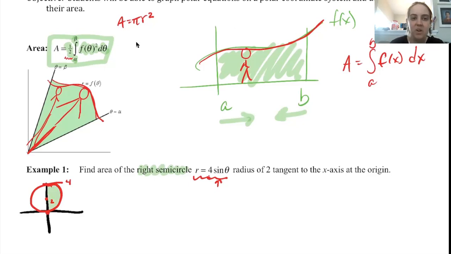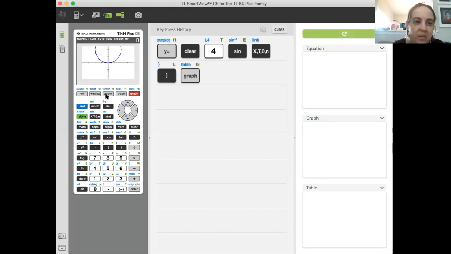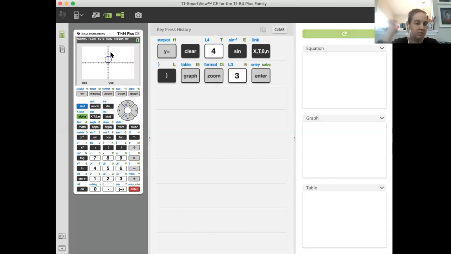Now I'm going to pause the video here for a quick second and show you my calculator. All right, so I'm in my calculator now. R1 equals 4 sine theta, and I just want to show you the graph. So there it is. I can probably zoom out a little bit. There we go. So there's the circle. It is sitting on the y-axis and is tangent to the x-axis. And we have a diameter of 4 and a radius of 2. So there we go. So let's go back to our problem.